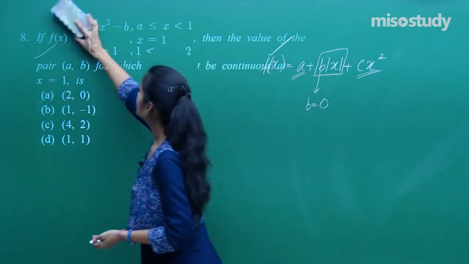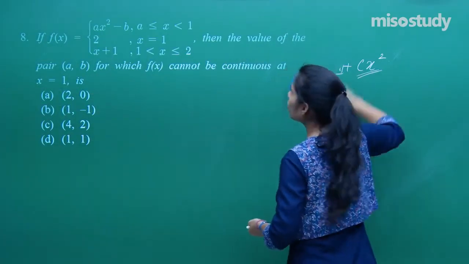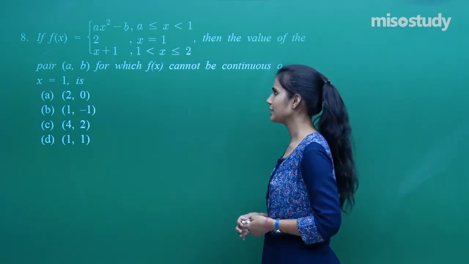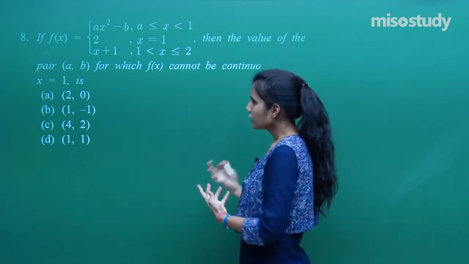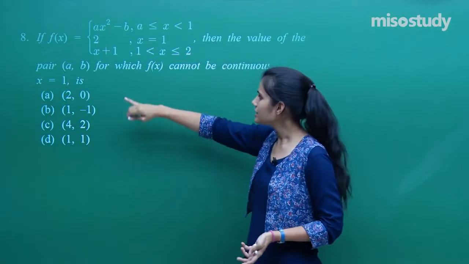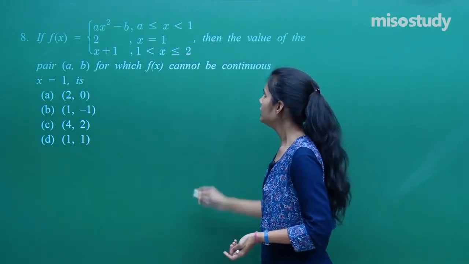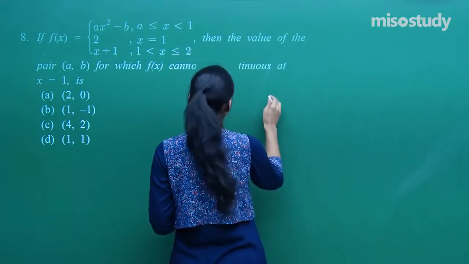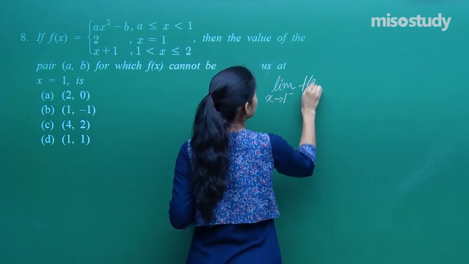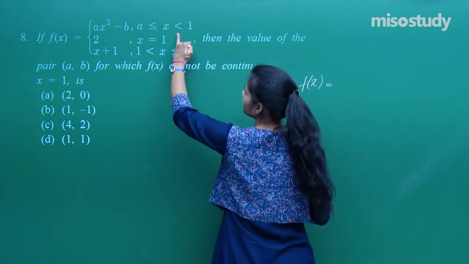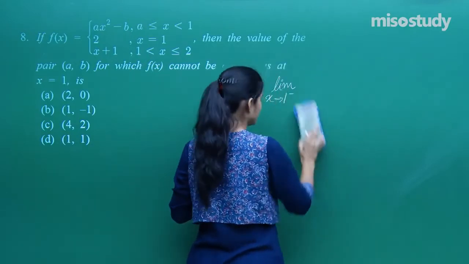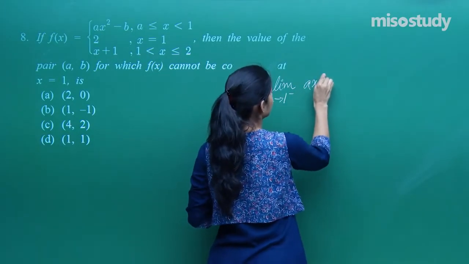f(x) is given to us like this. It is asking for the value of the pair a comma b for which f(x) cannot be continuous at x equals 1. Let's see. So the correct option is that ordered pair a comma b for which this f(x) cannot be continuous at x equals 1. So let's check the continuity of the function at x equals 1. Limit x tends to 1 from the negative side: f(x) is ax^2 minus b.